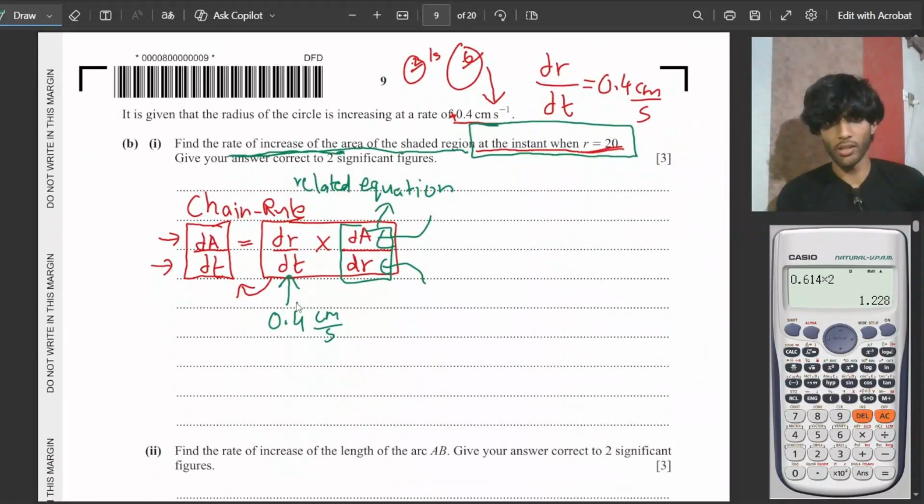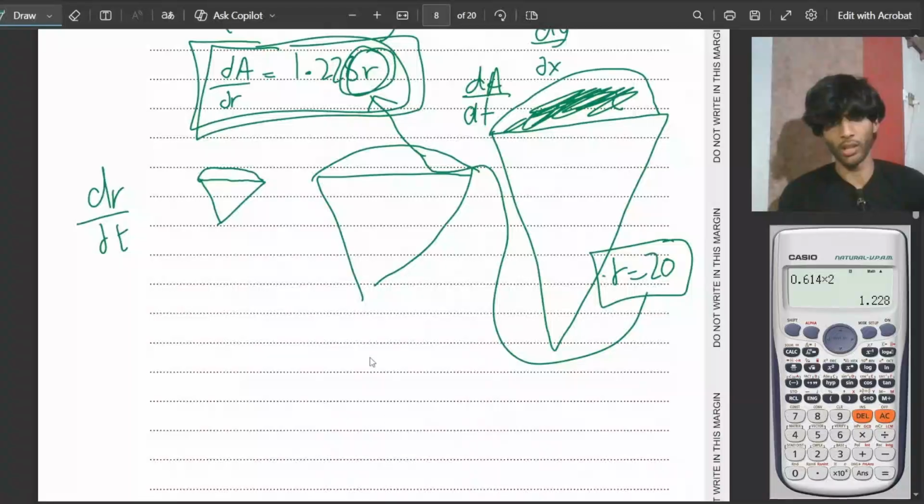To find dA by dt, you have this 0.4, and you're going to multiply it with this dA by dr. And apart from that dA by dr equation, there's literally no other place where you can put this r value. There is no other r variable. So that's why you only have one equation where you can put that r. So you're going to go and put that r in there.